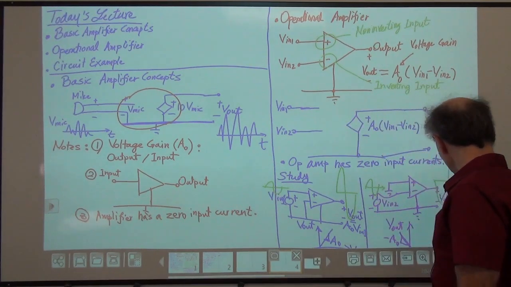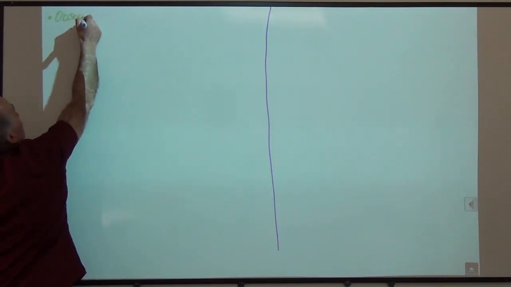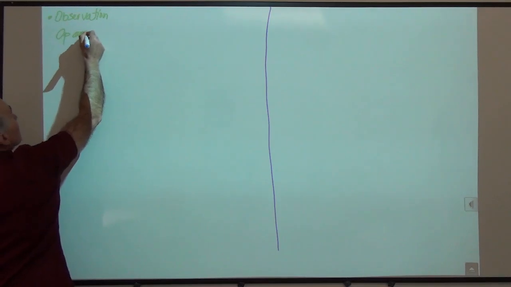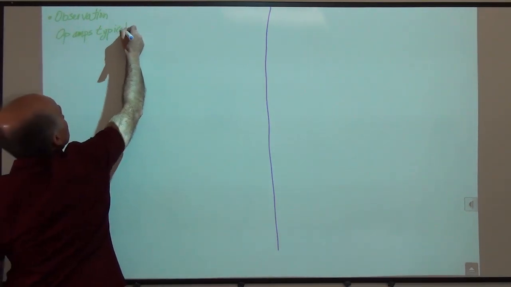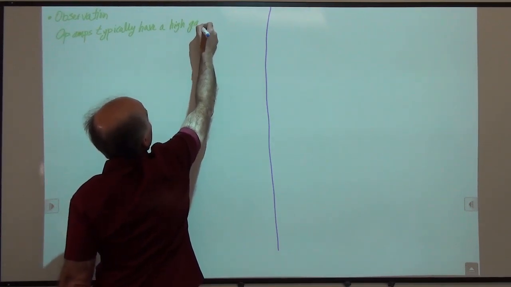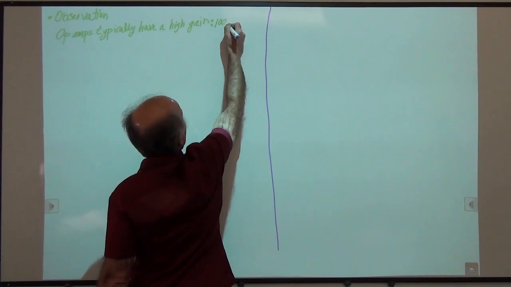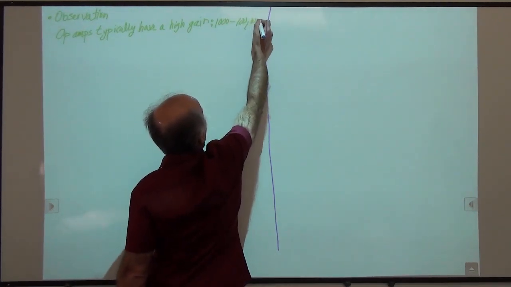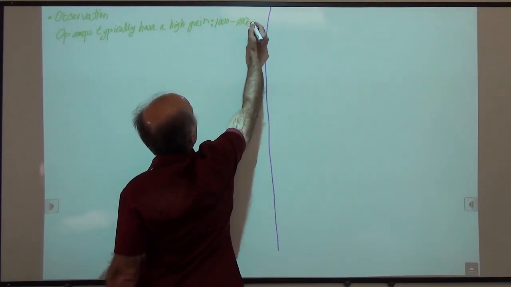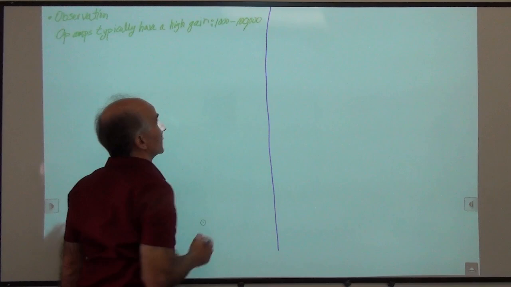All right, so we start from here. Observation: op-amps typically have a high gain. And when we say gain, we always mean voltage gain, A0. For example, it could be 1,000 to maybe 100,000. It depends. If you buy an off-the-shelf op-amp, it can have a gain as much as 100,000 or lower, depending on what it is.